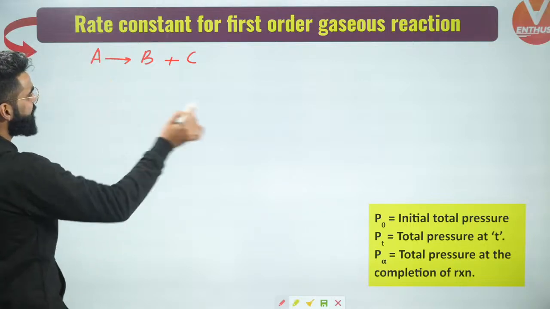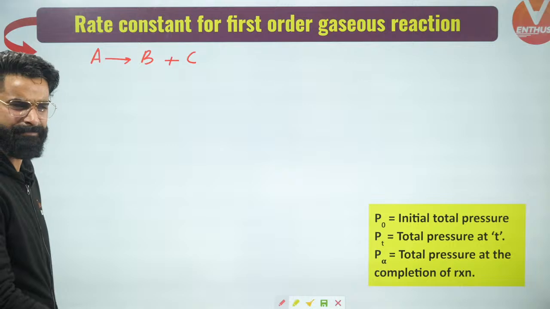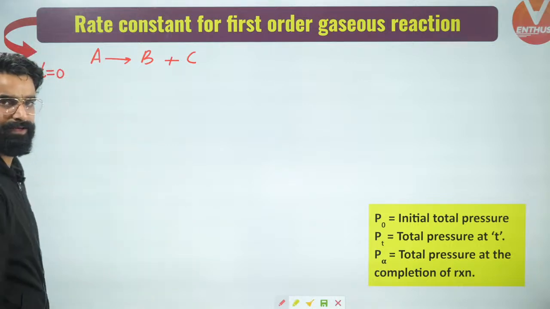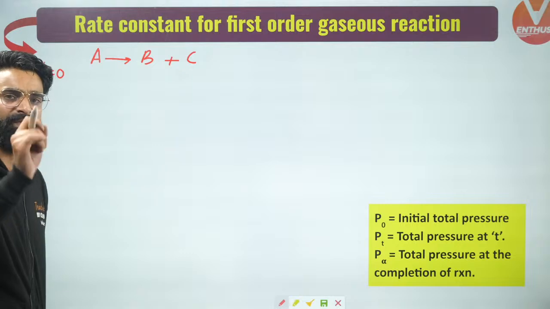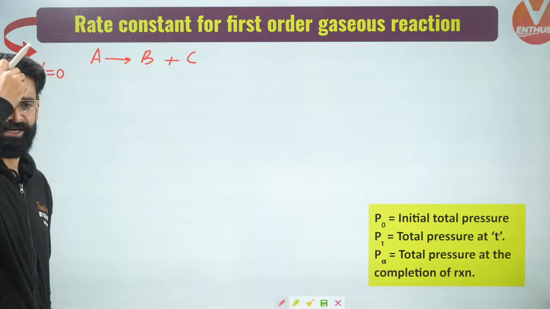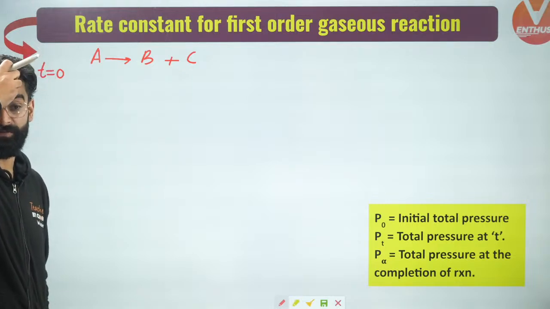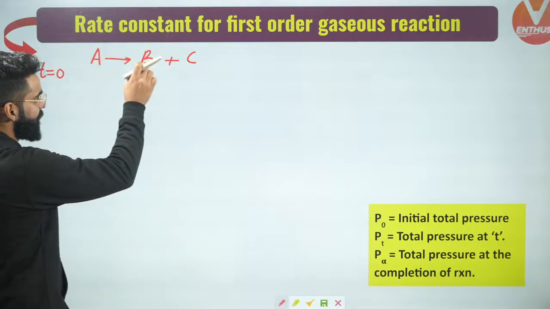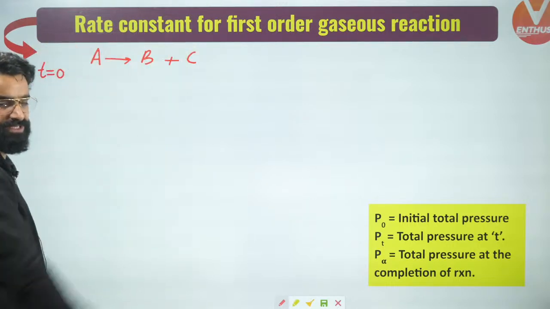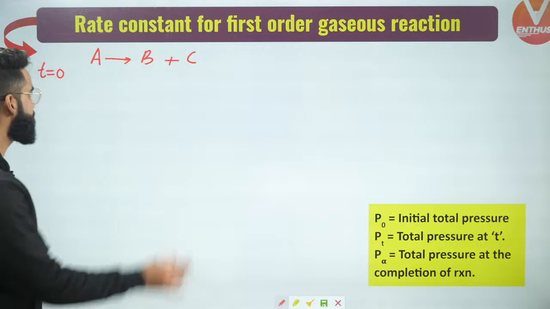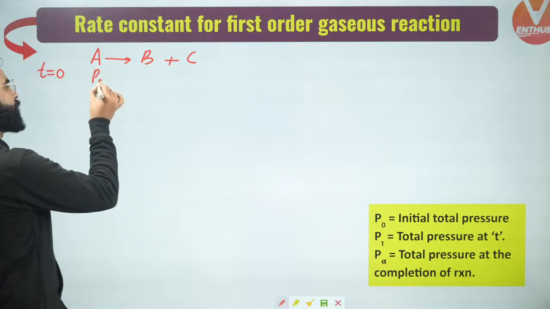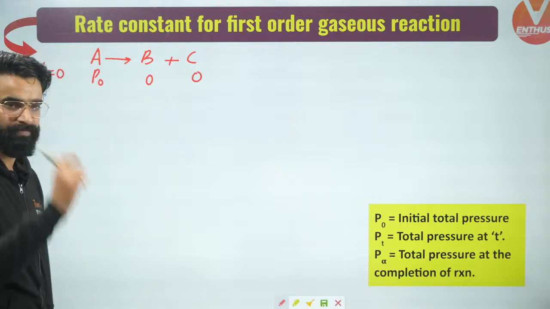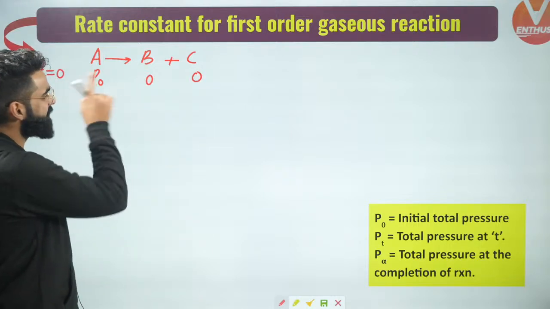Now, people, this reaction will be taking place in some container. And at time t is equal to 0, there will be only the reactant in the container, correct? So whatever will be the total pressure of the container at time t is equal to 0, that is going to be only due to A, since there will be no B and no C at time t is equal to 0. Let's say the pressure due to A at time t is equal to 0 is P naught, and for B and C this is going to be 0.